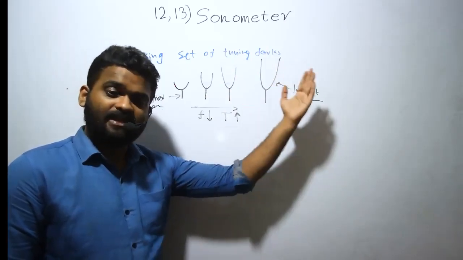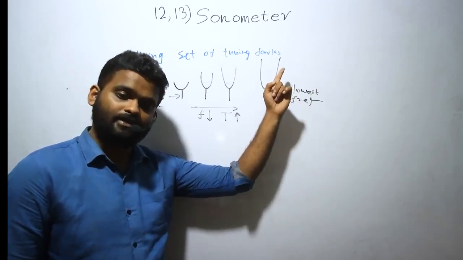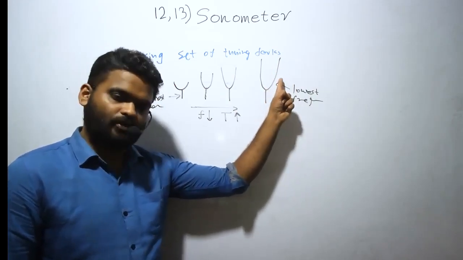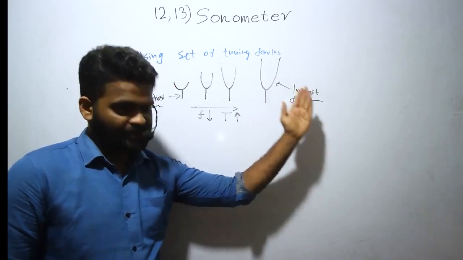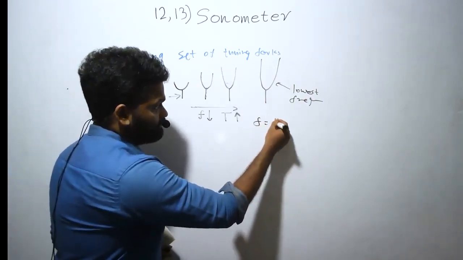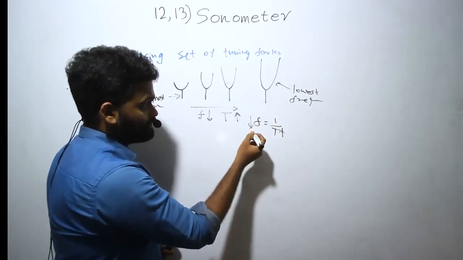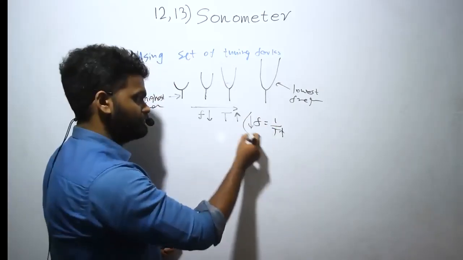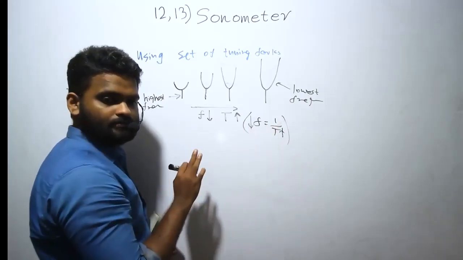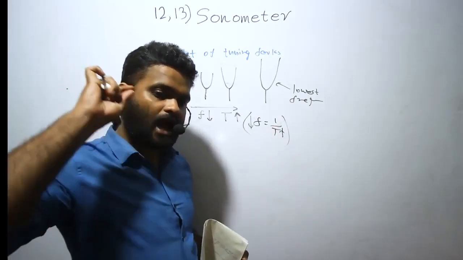So if the time period is larger for this one, what does it mean about frequency? Frequency is smallest here. If time period is largest, because you know this, right? F equals 1 over T. If time period is largest, frequency is smallest, right? Now you have to understand that. Just remember, the smallest one has the highest frequency.